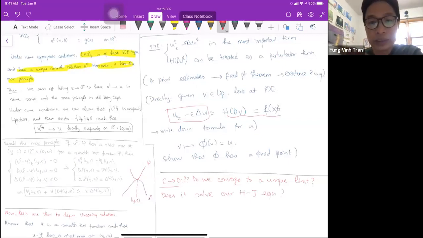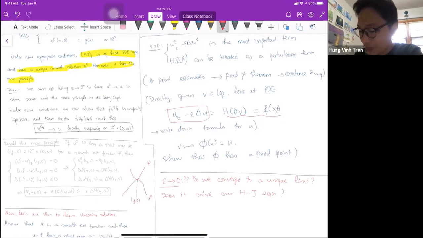What is really interesting is that when epsilon is positive, we are treating H of Du epsilon as a perturbation term, essentially. But when epsilon goes to zero, there's no second order term. Then H of Du epsilon plays the crucial role, right? So that's the very interesting point.